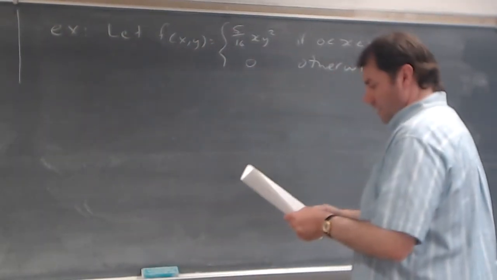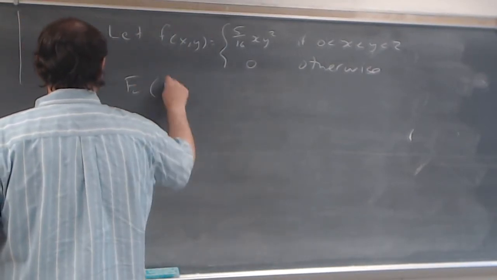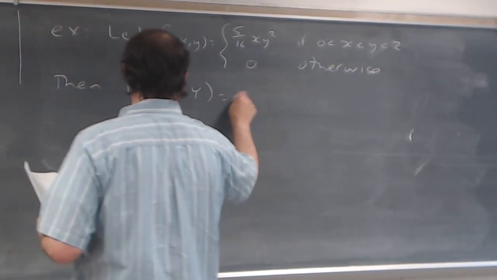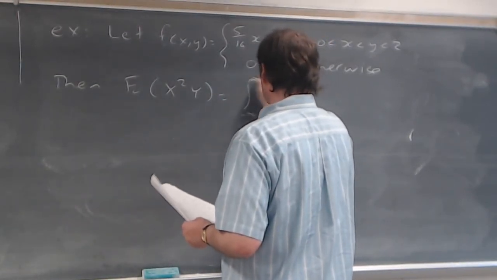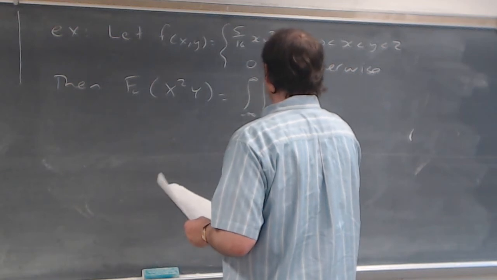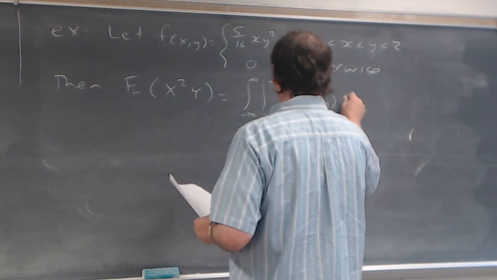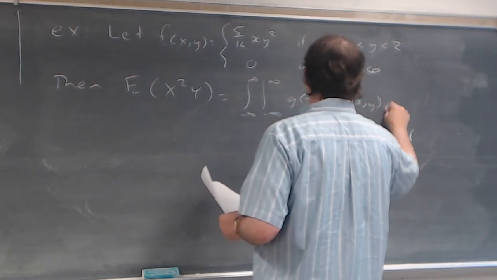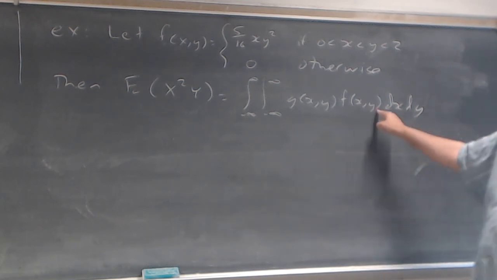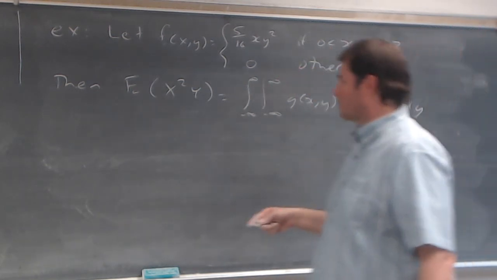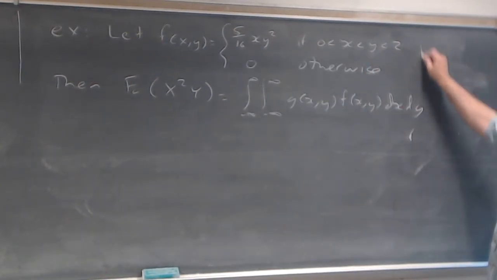Good. And then the expected value of x squared times y in this case is going to be equal to this double integral, minus infinity to infinity, minus infinity to infinity of g of x comma y, f of x comma y, dx dy. Now, f of x comma y a lot of times is 0, so we end up having to integrate.